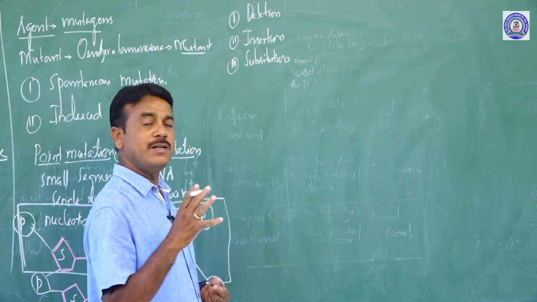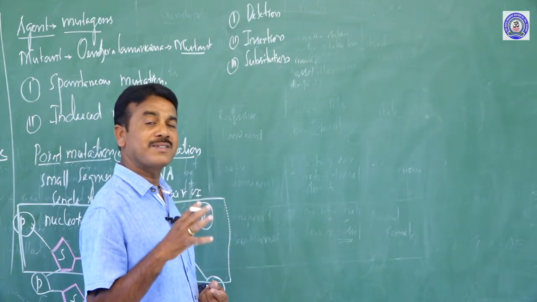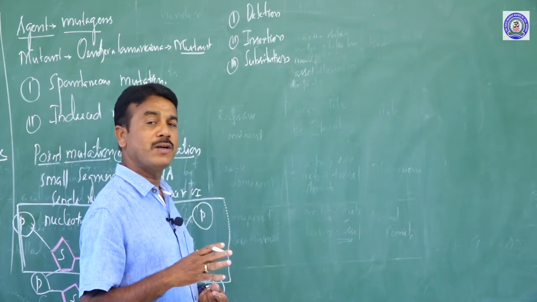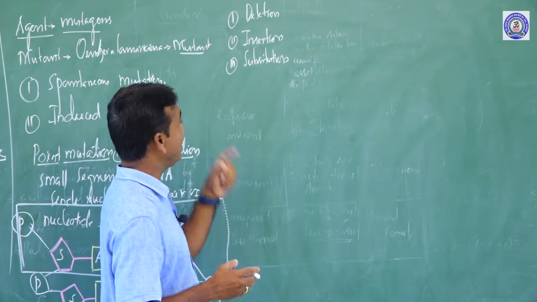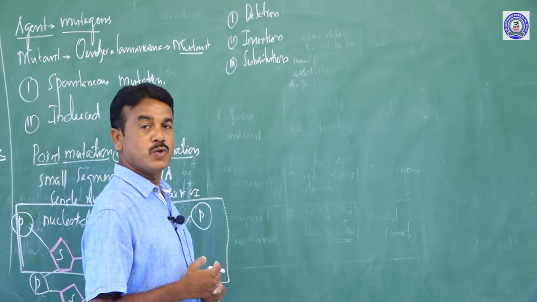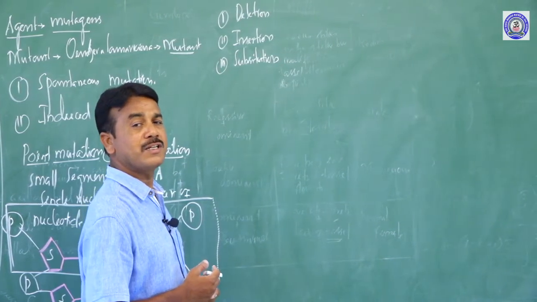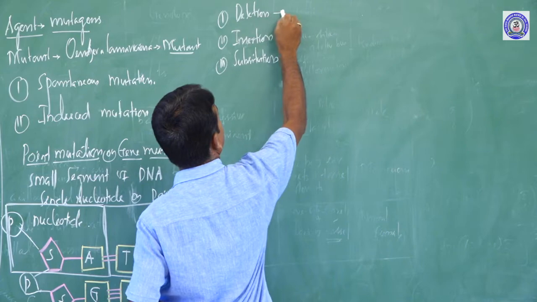So whatever genetic material is there in that structure, if any one nucleotide or nucleotide pair is lost, it is commonly called deletion. Deletion was first reported in what? Bacteriophage.